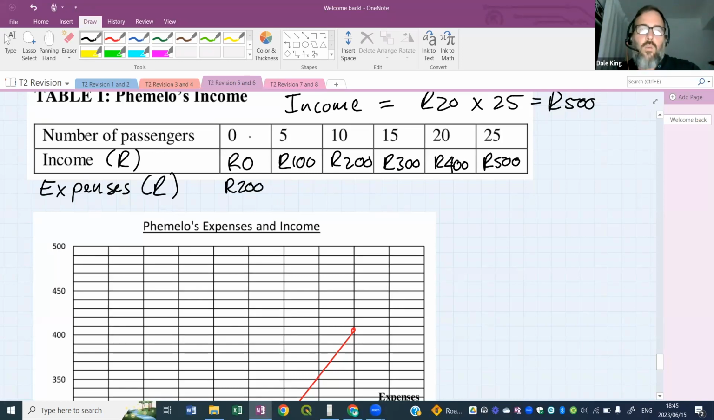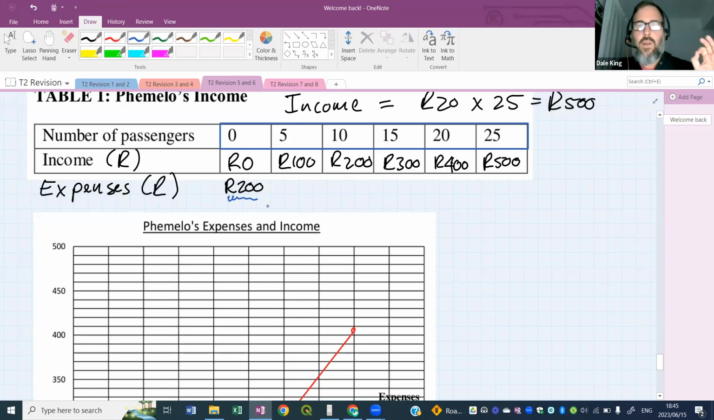Okay. So when you're basing your relationship off the independent variable at the top here, you always look at the 0 to determine this. If you have any extra expenses or extra income that doesn't relate to the number of passengers, because this fuel here doesn't care about who's in the car or not. You're paying 200 rand for fuel whether you've got 0 passengers or 25 passengers. So this extra cost of the 200 rand isn't relating to the passengers. That's when your graph will start off 0, not on 0.